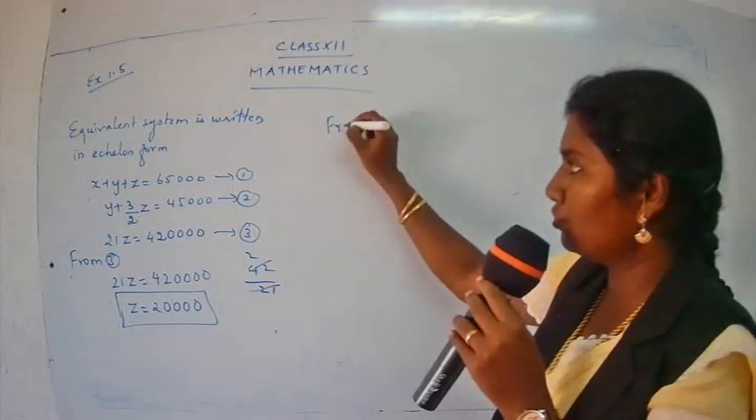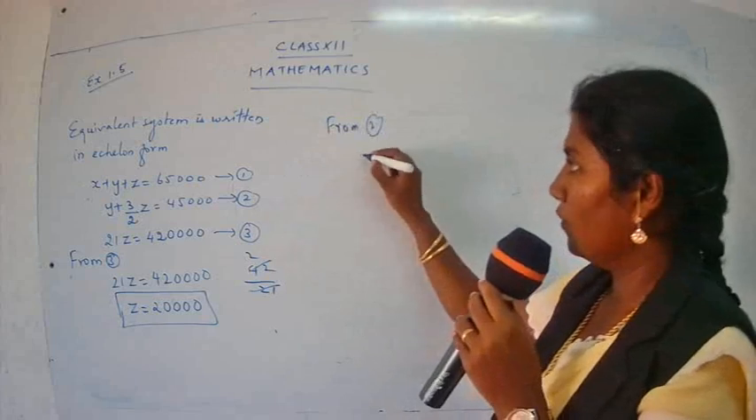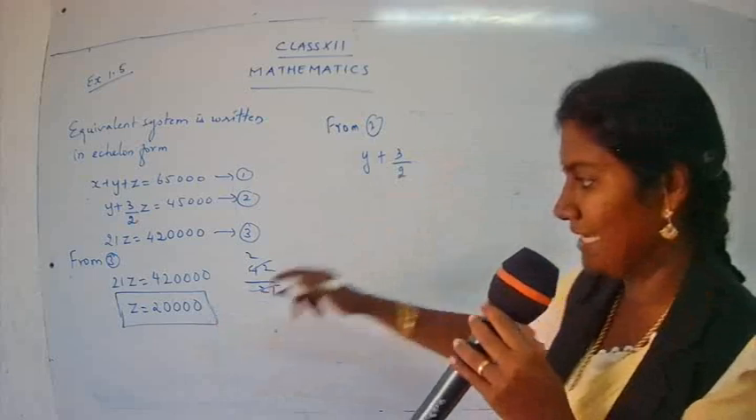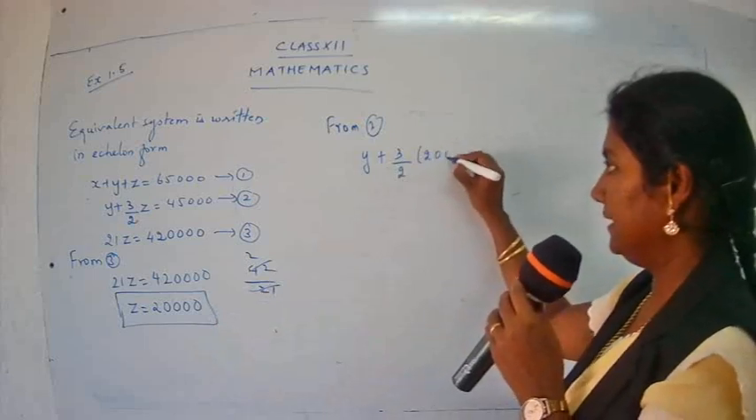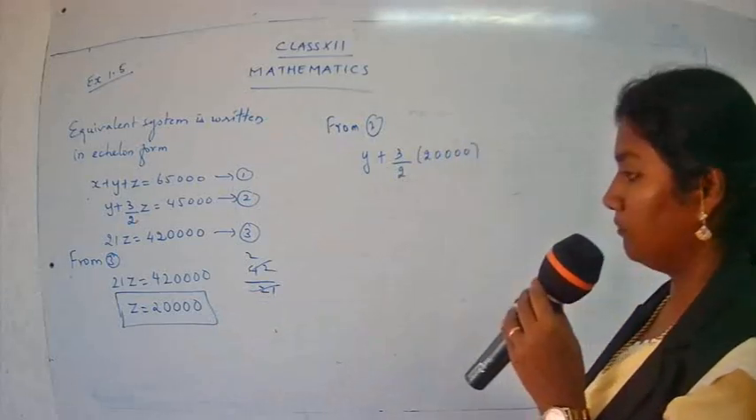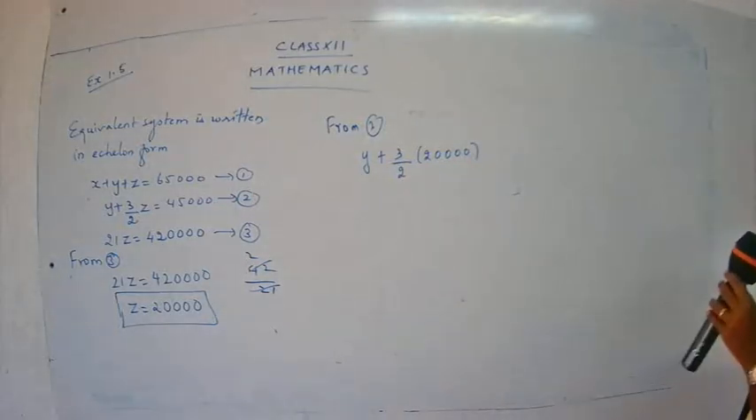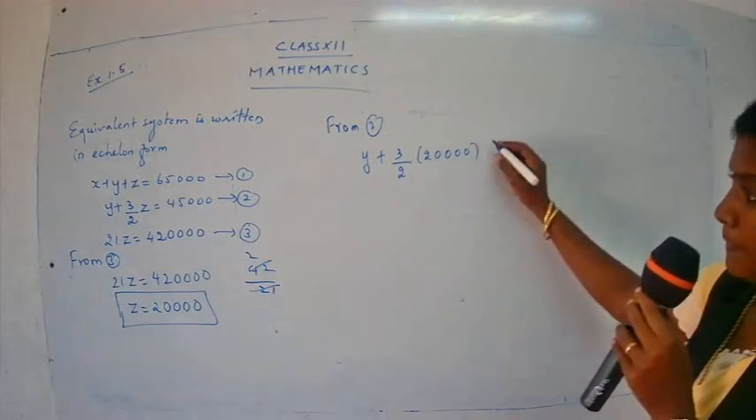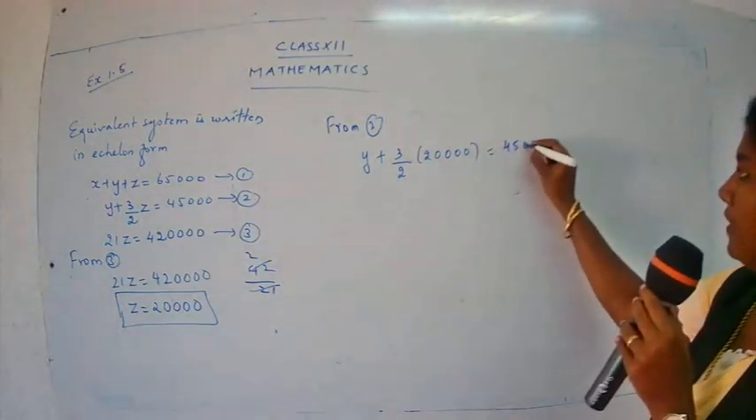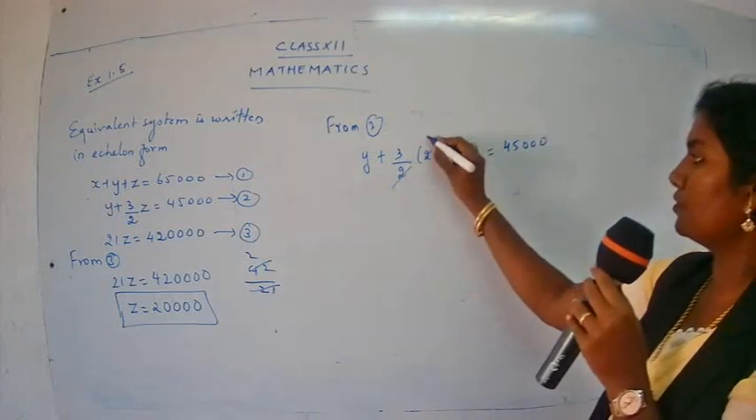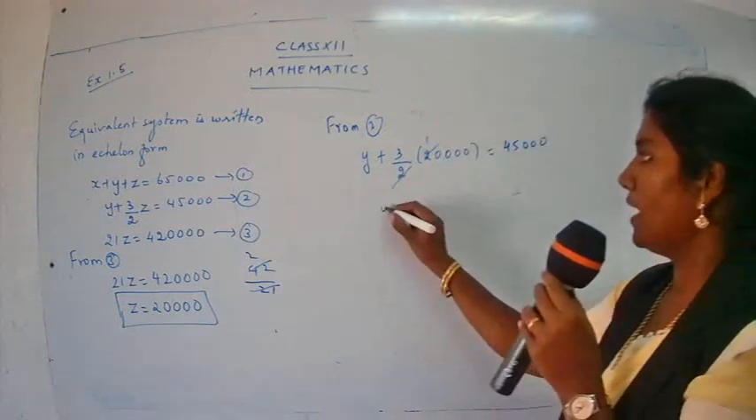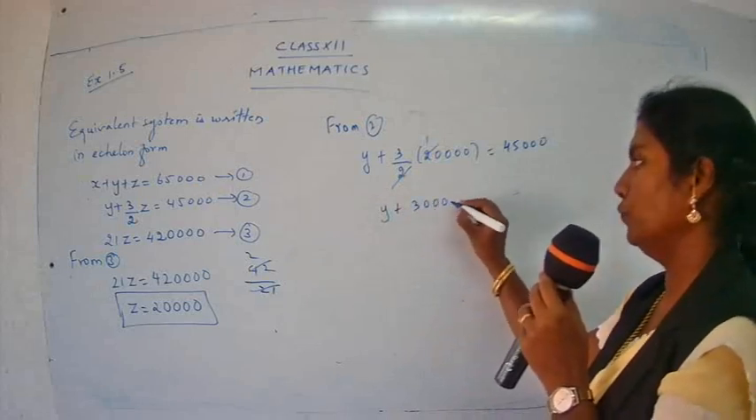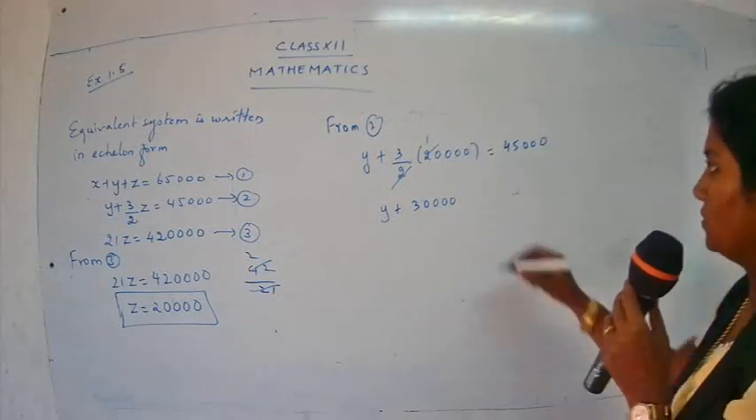So now from 2, what do you get? y plus 3 upon 2 z. We already have the value for z, 20,000. Be careful when you write the number of zeros, children. Here we are dealing with many zeros. 3 upon 2 of 20,000 is equal to 45,000. So 2 and this is 1, so it becomes 10,000. So y plus 30,000 is equal to 45,000.